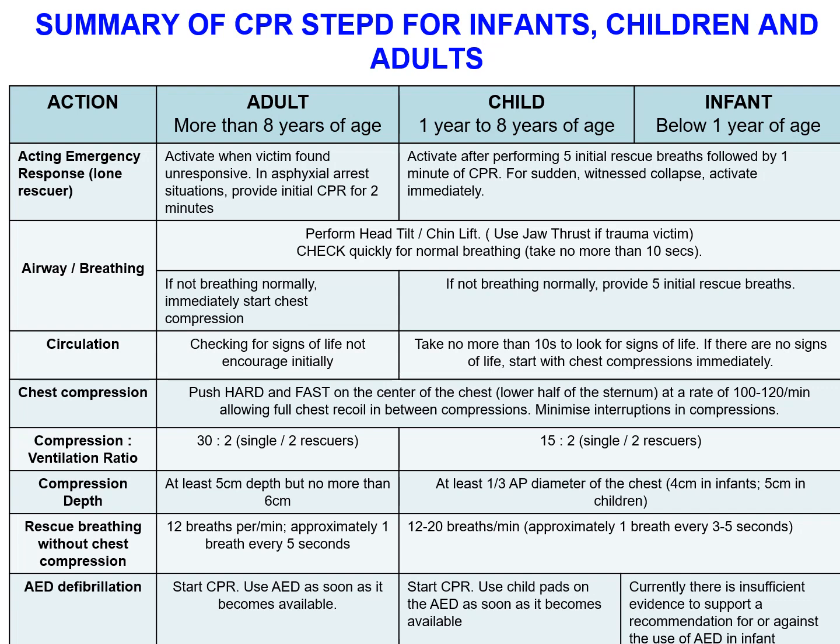Next, airway and breathing. Perform head tilt and chin lift to open the airway. Use jaw thrust if the victim is a trauma case. Check quickly for normal breathing. Take no more than 10 seconds. For an adult, if there is no spontaneous breathing, immediately perform chest compression. For a child or an infant, if there is no breathing noticed, immediately provide 5 rescue breaths to the child or infant.